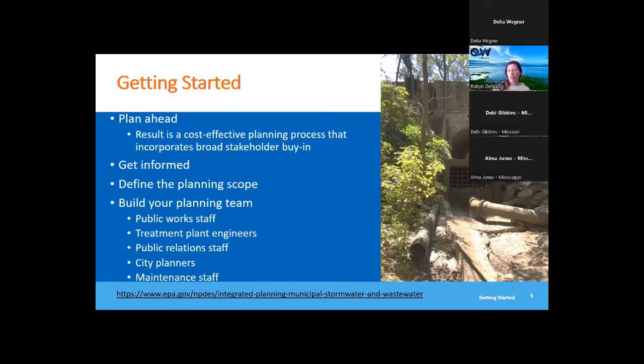And you might need to hire a consultant or someone that has done this before to help you get through the process. Next slide.